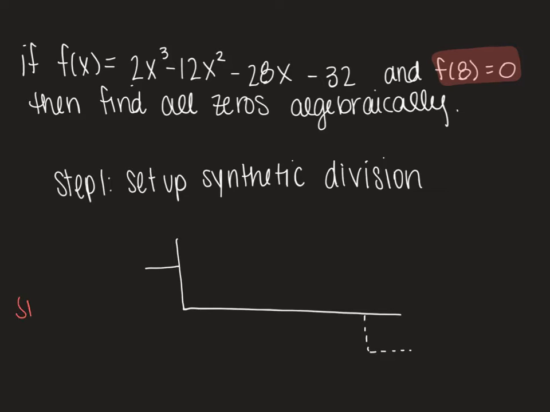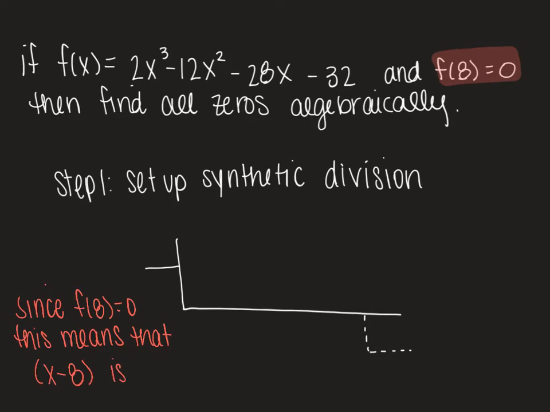If I write it down here, since f of 8 equals 0, this means that x minus 8 is a factor. Okay, and we'll come back to this idea again, but this 8 and 0, this is telling us how to set up our problem here. And that's really our biggest step one, is just to get it set up. So if f of 8 equals 0, that means that if I'm plugging in 8, I'll get out 0 as my remainder. So that's your first piece of information. So what's outside on the ledge and what you can expect your remainder to be.